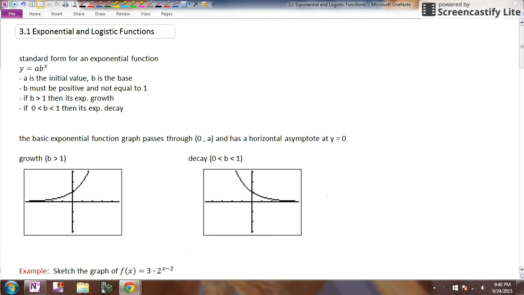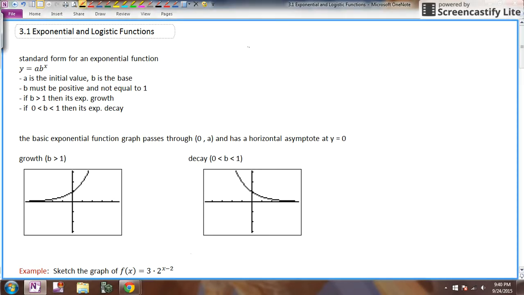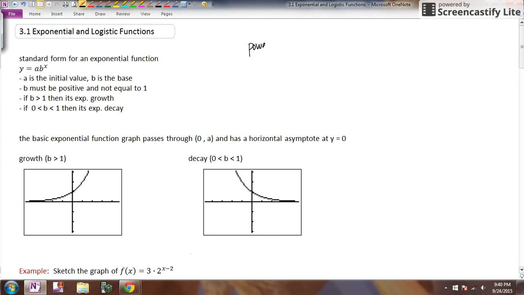Now, exponential functions are ones you've seen before: growth and decay, right? So they take the form, not power functions. Remember, we just finished up a little bit of power functions? The thing about power functions was you had x to some power. Well, an exponential is when you have some number to the x power. That's the difference between an exponential function and a power function.